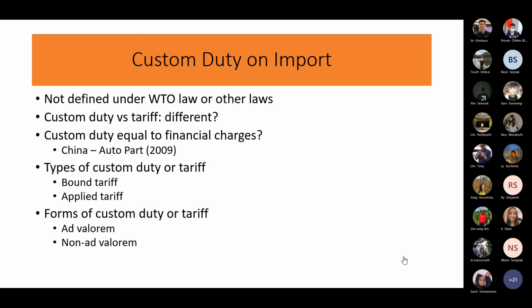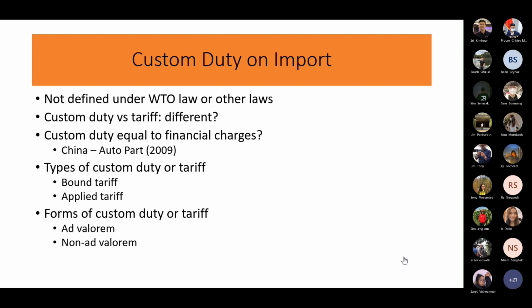Let's say that the Cambodian government commits with a bound rate that it will impose 20% tariff on iPhone from the US. So Cambodia imports the iPhone and applies 20% tariff, and then they pay. And then when the iPhone comes into Cambodia, the government imposes some measure in the form of financial charge. Let's say you already pay 20% tariff on the iPhone before I allow you to import into my country.